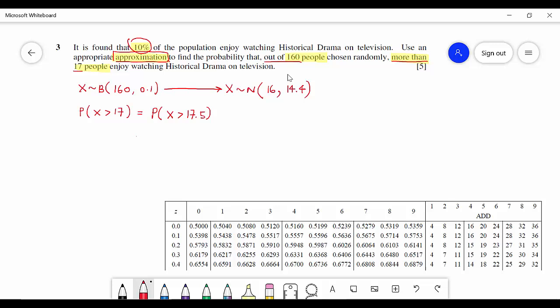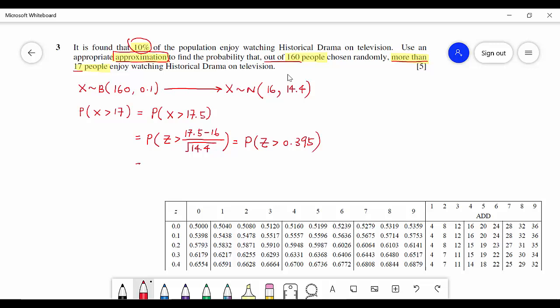Then we want to use the normal table to find the probability. Therefore, you need to standardize it. To standardize, you take the original value of X minus the mean, divided by the standard deviation, so square root of 14.4. From here you get the standardized value of Z, which will be 0.395.